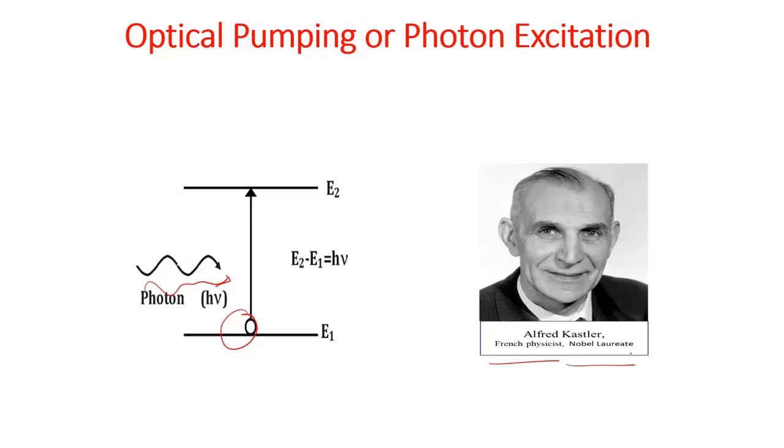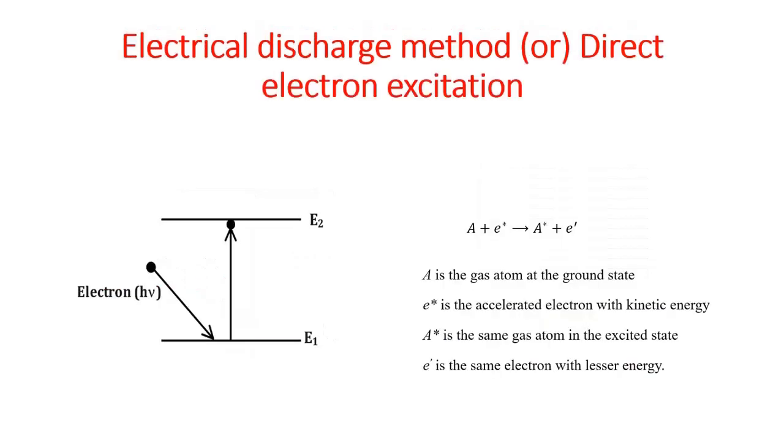The pump power should be higher than the lasing threshold. The lasing threshold is the lowest excitation level at which the output is dominated by stimulated emission rather than spontaneous emission. Electrical discharge method or direct electron excitation.